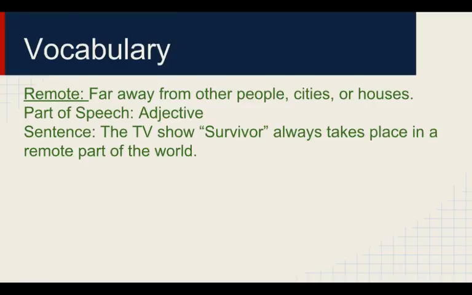Remote. Now, I know you all probably think about remote controls, but that's not the kind of remote we're talking about. Remote in this instance has a different meaning. It means far away from other people, cities, or houses. So the TV show Survivor always takes place in a remote part of the world, meaning it takes place far away from people, cities, or houses.